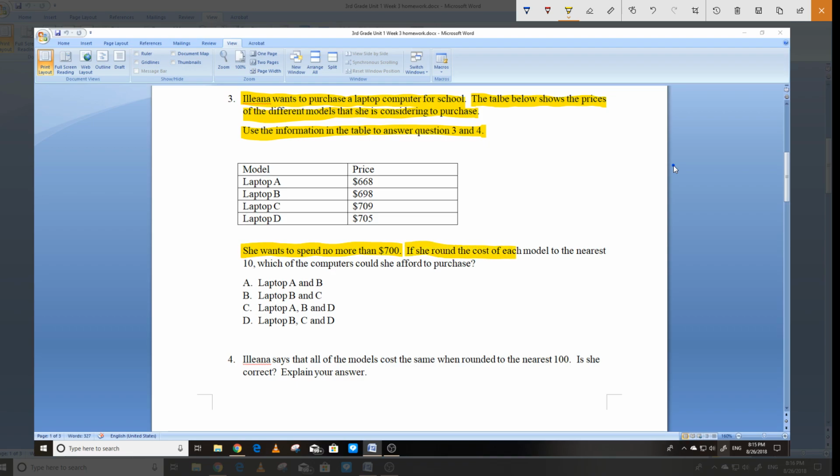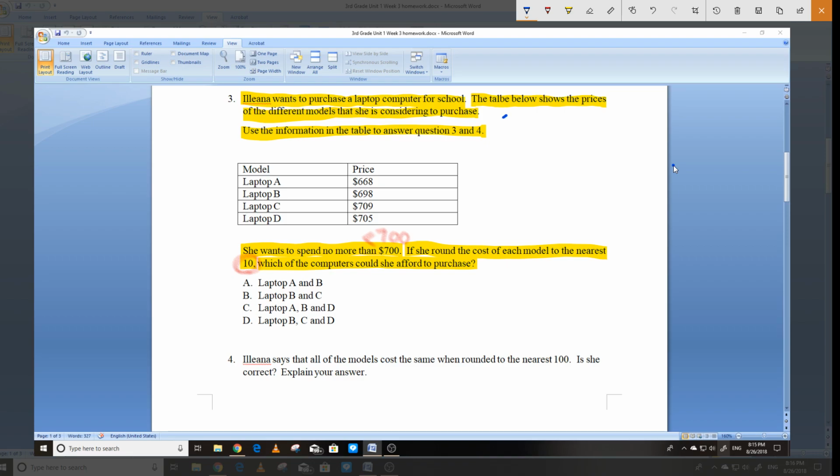If she rounds the cost of each model to the nearest 10, which of the computers could she afford to purchase? So one very important thing is we're rounding to the 10th unit. And also, the price of the computer after rounding can't be more than 700. So it needs to be 700 or less. Okay? 700 or less. It can't be more than that. So the first thing I would do is round each of these four numbers to the nearest 10.